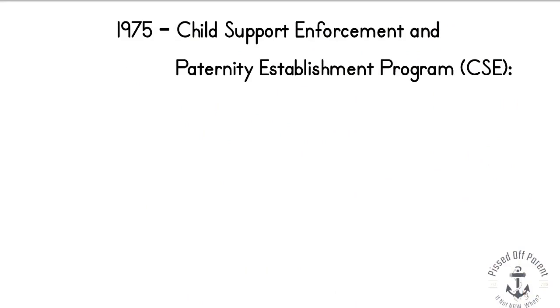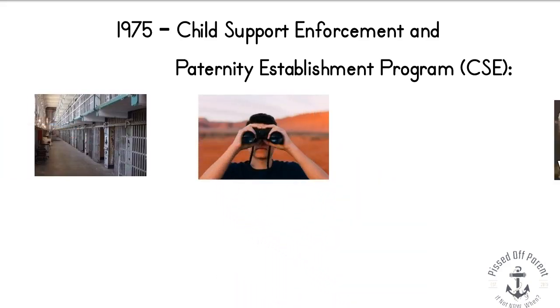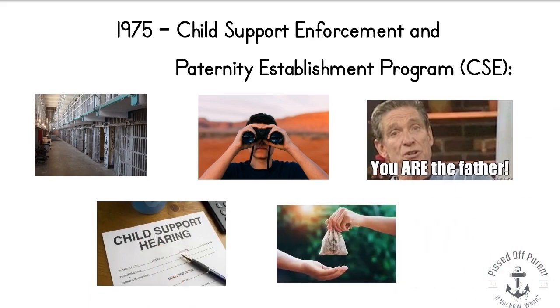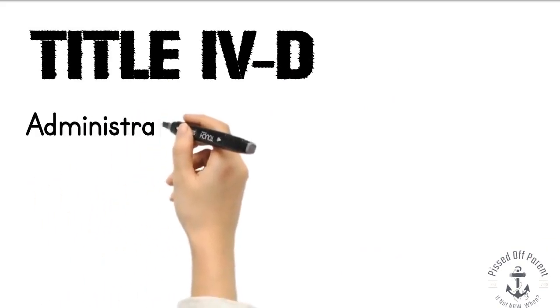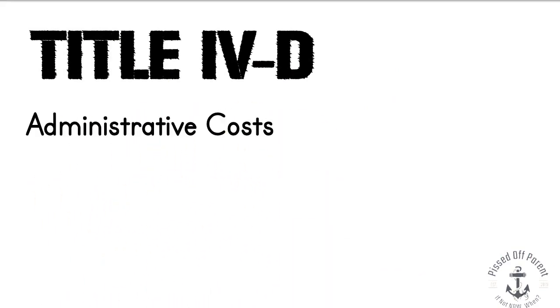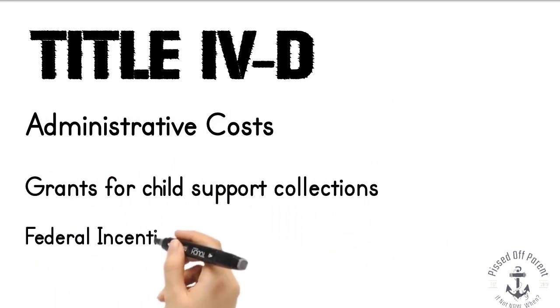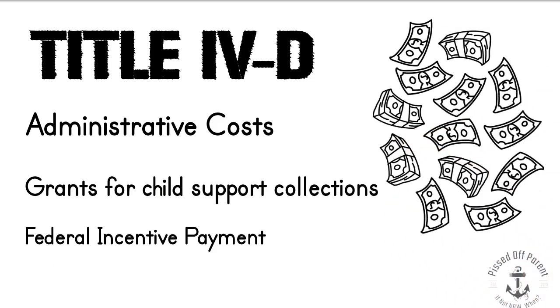They also inserted Part D into Title IV, which gives states matching funds for enforcement purposes: locating parents, establishing paternity, establishing child support awards, and collecting child support payments. Title 4D is broken up into three main parts: the administrative costs, which are the amounts they take out for all of OAG's efforts, grants for child support collection, and a federal incentive payment. There is also interest and other pieces, but these are the three main sections.